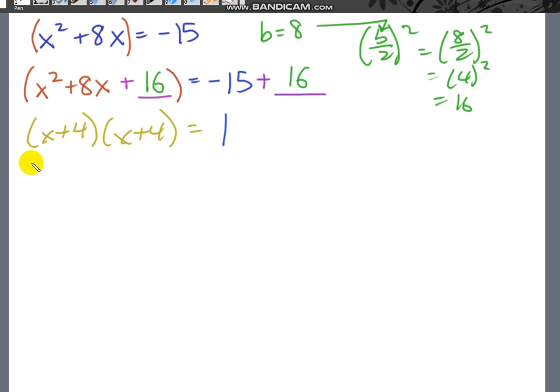Okay, what I see here is these factors are both the same. Since those factors are both the same, we can group them together. So this is x plus 4 squared equals 1.